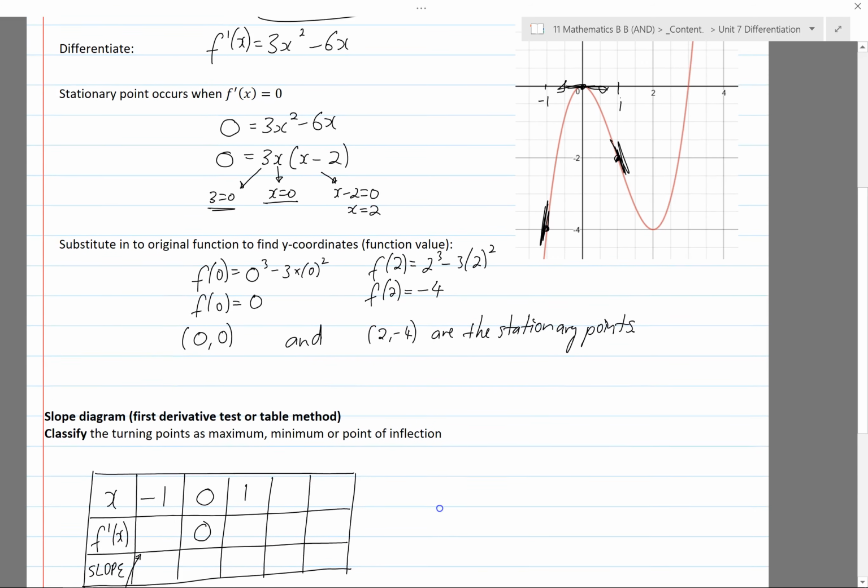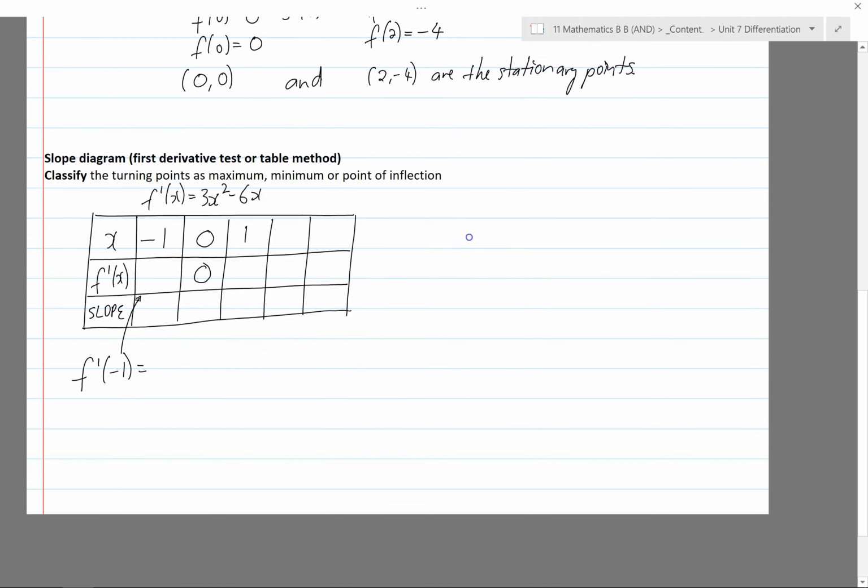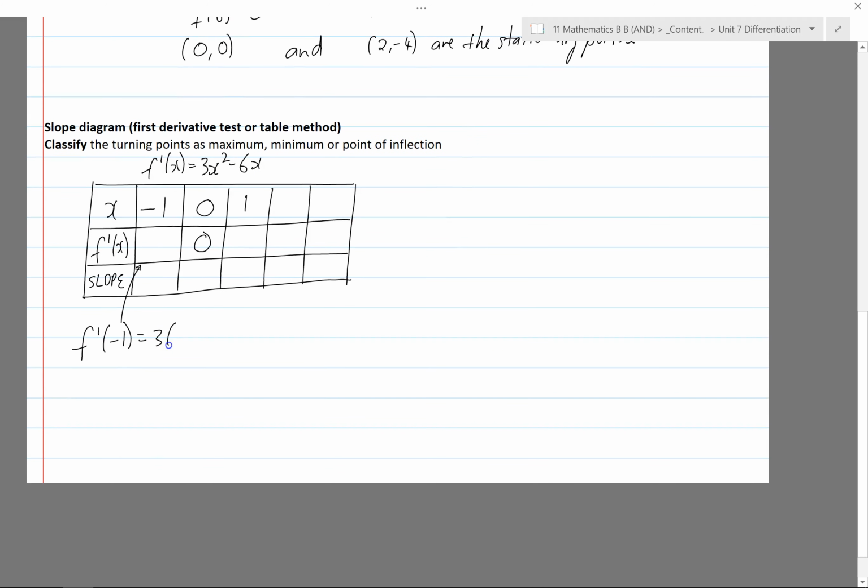Remembering that my derivative is 3x squared minus 6x, I'll substitute in -1. Okay, and this will give me a slope of +9. Why am I writing the positive there? Because that's really all that I care about. I don't care about the number, just care that it's positive because it indicates that it's an uphill slope.